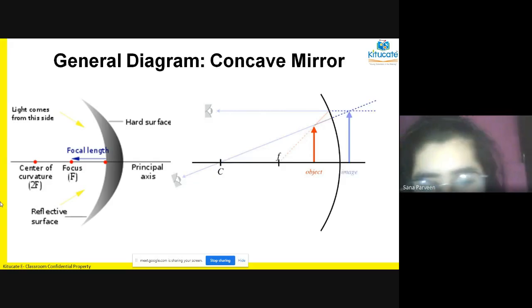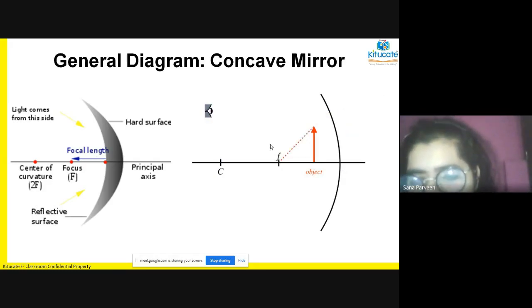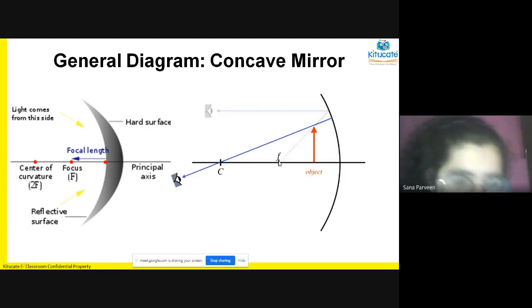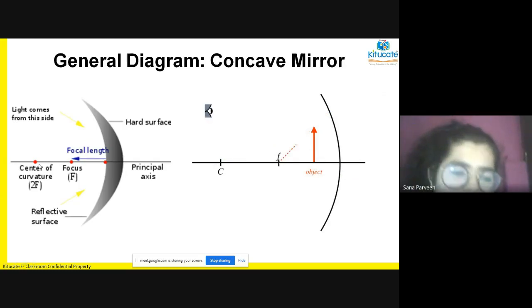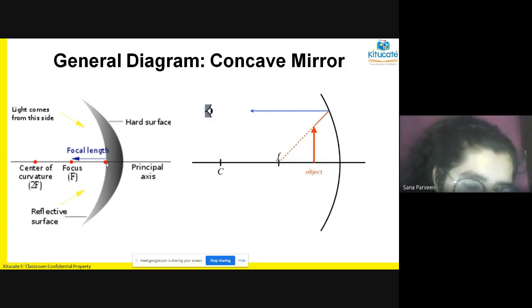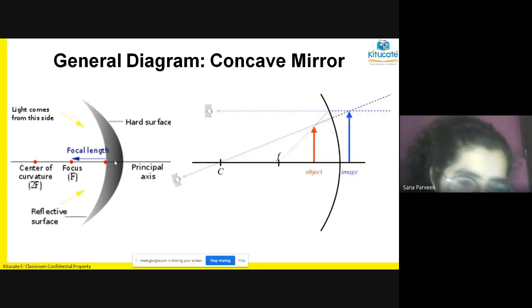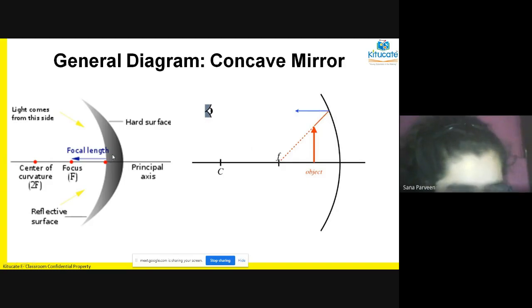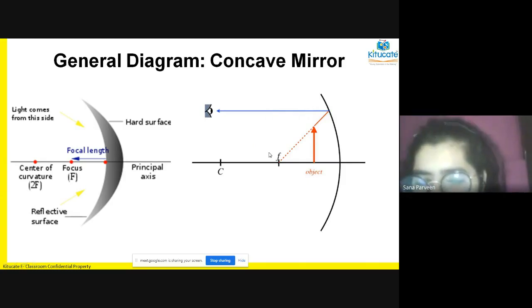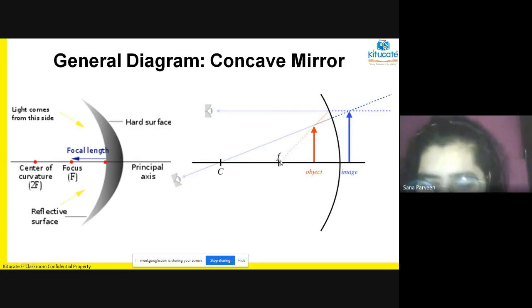What is the focus? Focus is where the light rays are meet. That is called the focus. The focal length is the length between this point and this point. This point is called the pole. It is actually written as P, which is not mentioned here by mistake. So P is the pole, this red point is the pole, and the distance between it and the focus is called the focal length. What is focus? Where the light rays are meeting.